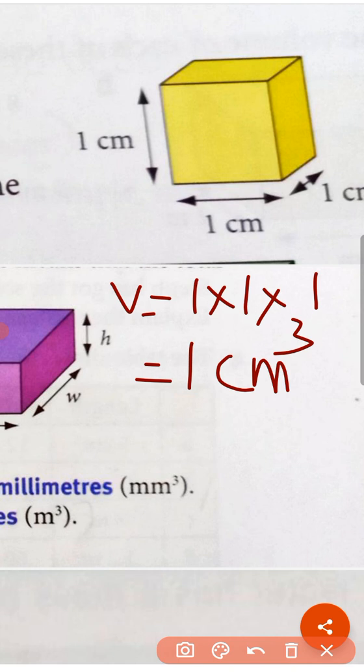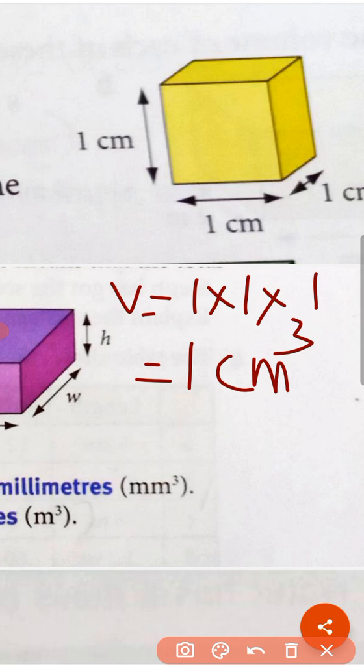We can say that the volume of this cube is 1 cubic centimeter, because its length, width and height are 1 centimeter.